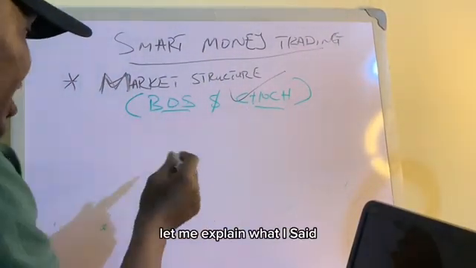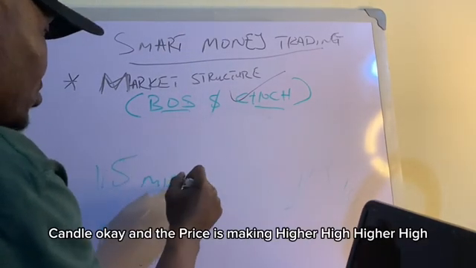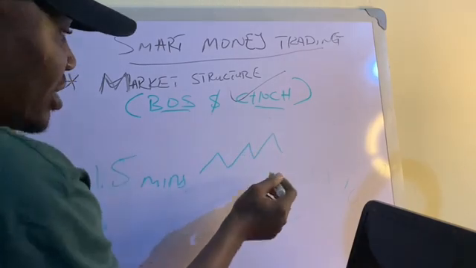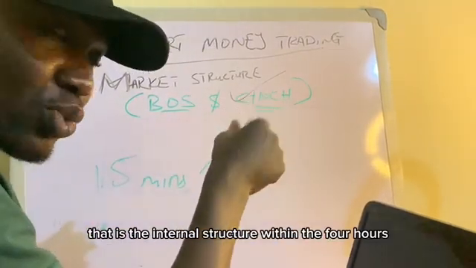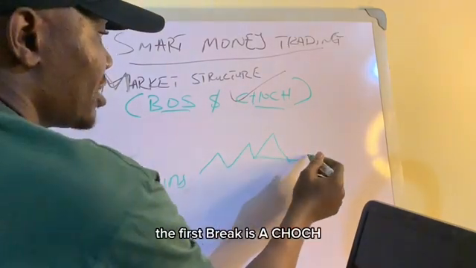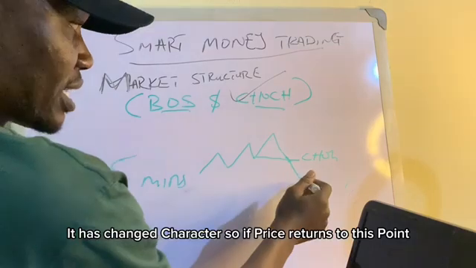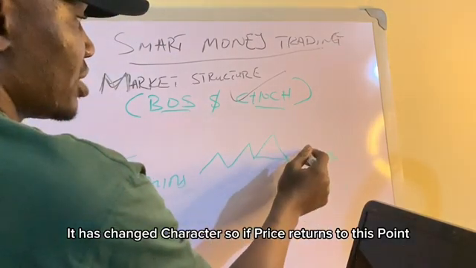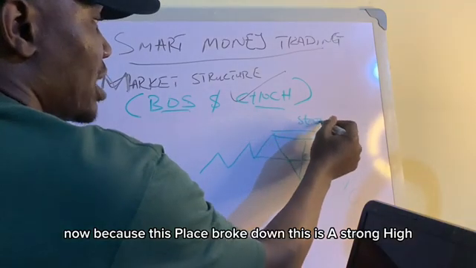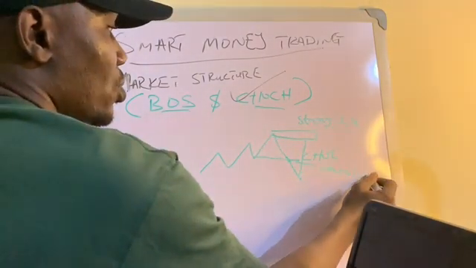Now this is what I'm saying. Let me explain what I said. Let's assume this is a 15 minutes candle, and the price is making higher highs. What I marked is the internal structure within the 4 hours, on the 15 minutes candle. Suddenly you get this break. The first break is a chalk. It has changed character. So if price returns to this point, because this place broke down, this is a strong high, and this region is a weak low.